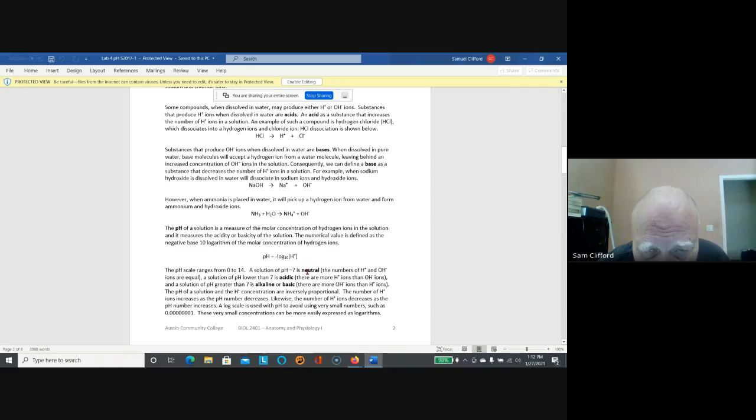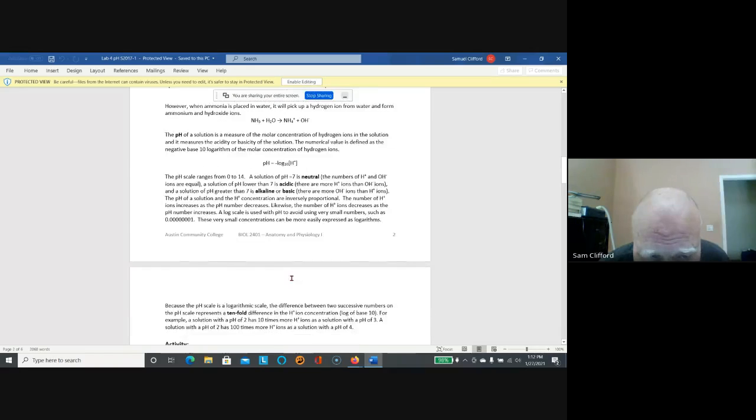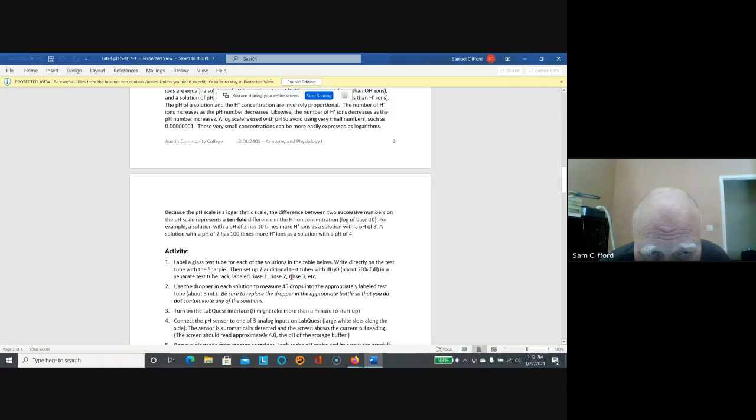pH 7 is neutral. Above 7 is alkaline or basic. Below 7 is acidic. Okay. pHs range from 1 to 14. Every movement from a number, like from 3 to 4, pH of 3 will have 10 times as much hydrogen ion compared to a pH of 4.